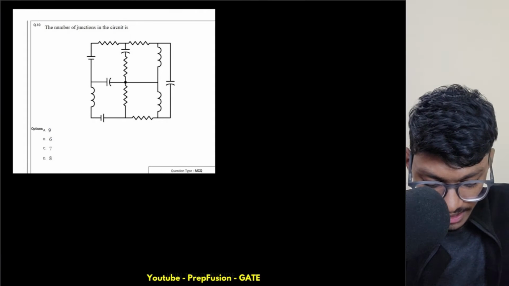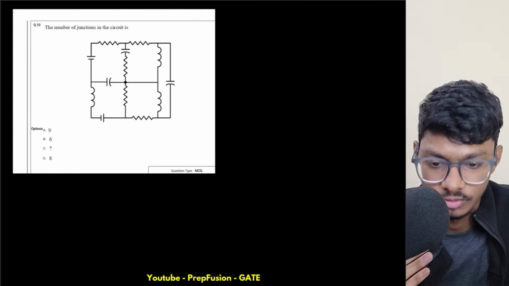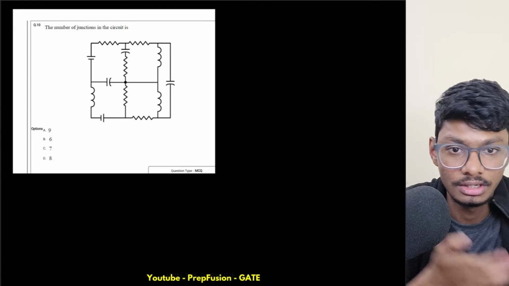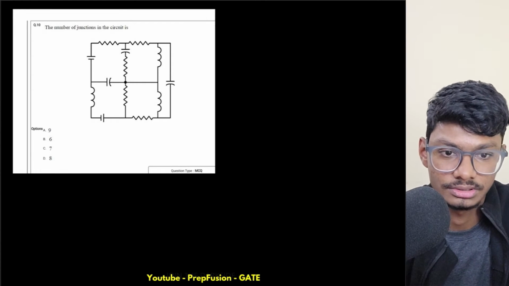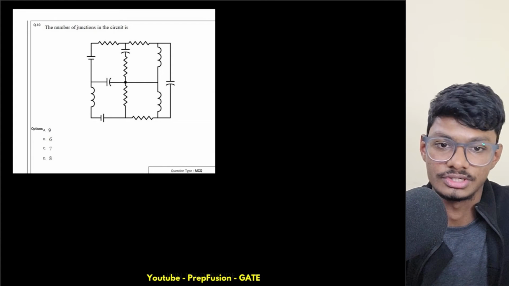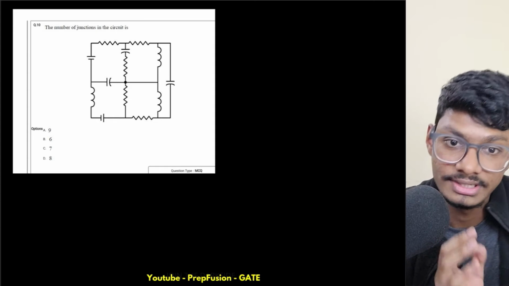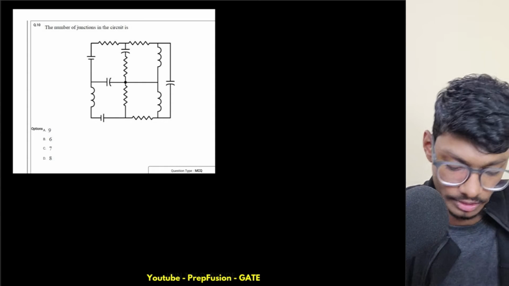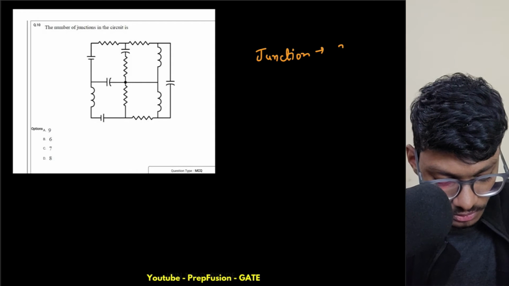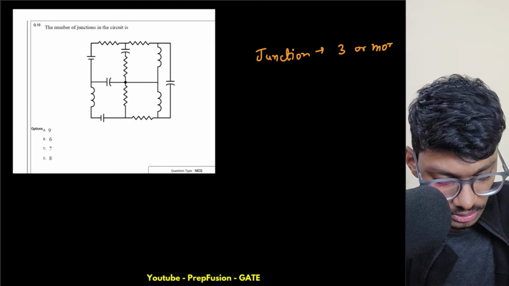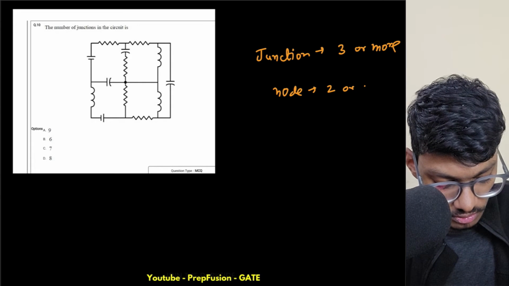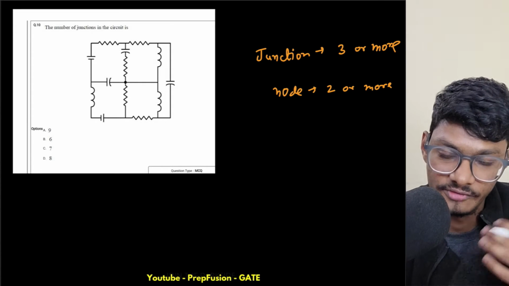Now this question is again simple, but a few people got confused with it. They got confused between junctions and nodes. Just wait a second, let me check that everything is recording. Yeah, they got confused between junctions and nodes. So what is a junction? A junction is where 3 or more elements are present at that point, and a node means 2 or more elements. So they got confused between nodes and junctions.